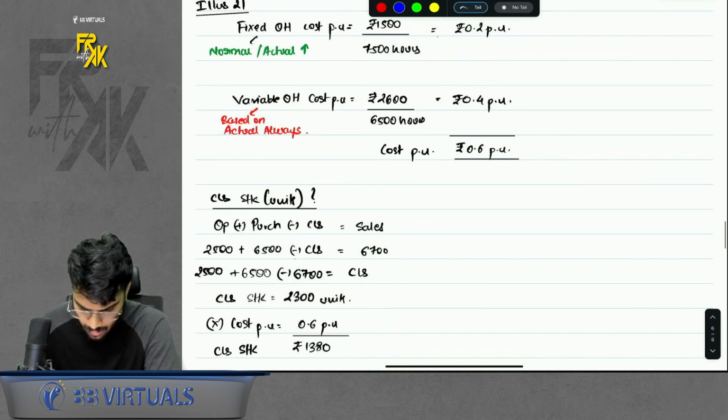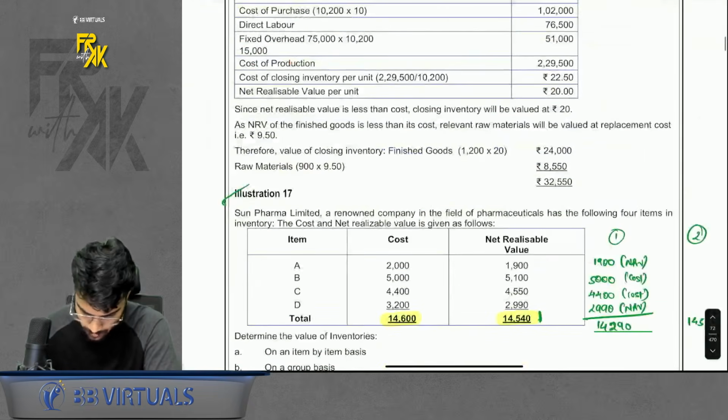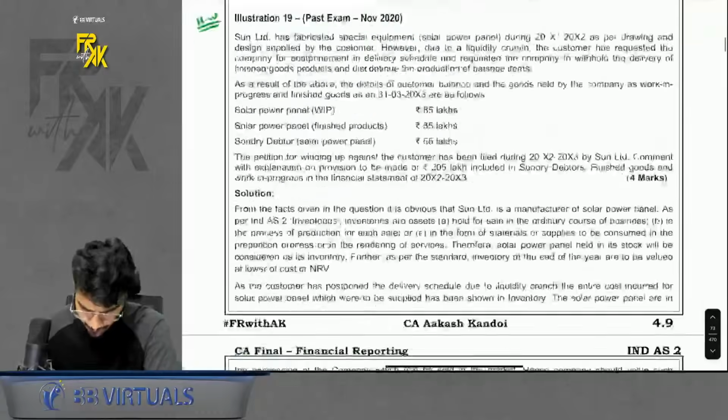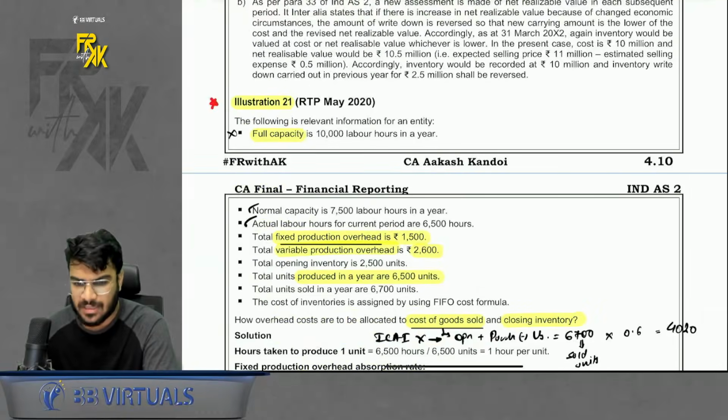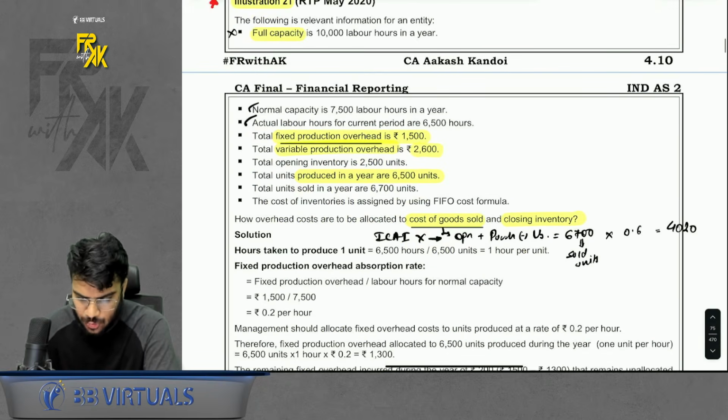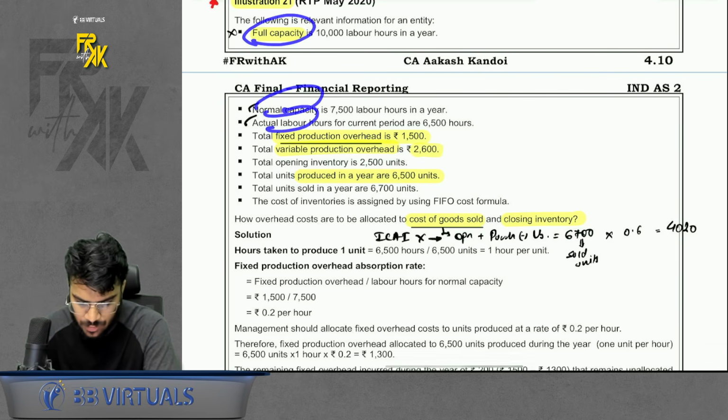Anyways, chalo. Then one more important question was illustration number 21. It is a good question, you can just refer. I will just give the basic calculation of it. So you are given full capacity, normal capacity, actual capacity.